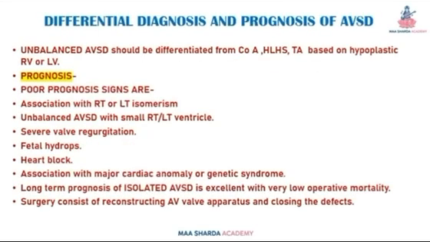Differential diagnosis: unbalanced AVSD should be differentiated from coarctation of aorta, HLHS, or tricuspid atresia based on a hypoplastic right ventricle or left ventricle. Prognosis depends on whether it is associated with right or left isomerism, unbalanced AVSD with small right or left ventricle, severe valve regurgitation, fetal hydrops, heart block, association with major cardiac anomaly or genetic syndrome. These all have poor prognostic signs. Long-term prognosis of isolated AVSD is excellent with very low operative mortality. Surgery consists of reconstructing the AV valve apparatus and closing the defects.